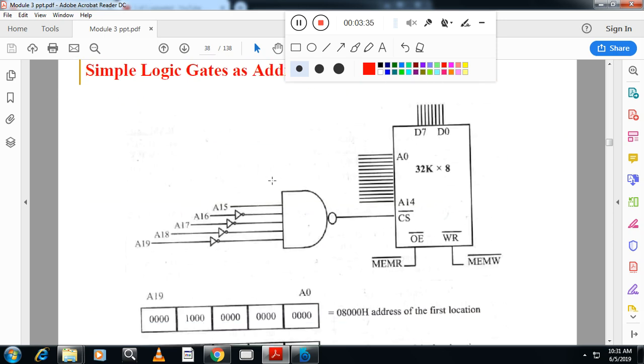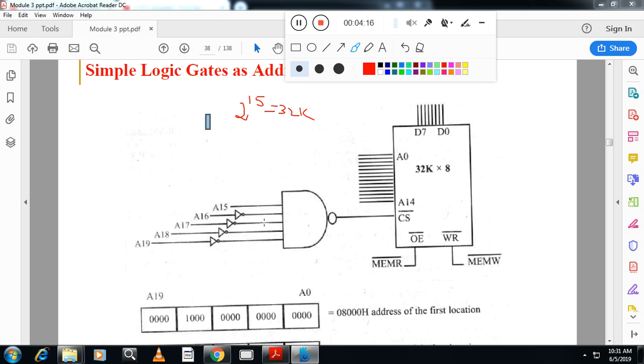See, this is a simple NAND decoder we are using for a 32 kilobit chip. In the 32 kilobit chip, you have to remember, 15 address lines are there. Let me use the pen here once again. 2 raised to power 15 is equal to 32k. Now our microprocessor has got 20 address lines. Now 5 address lines are extra that you have to connect to the NAND gate.